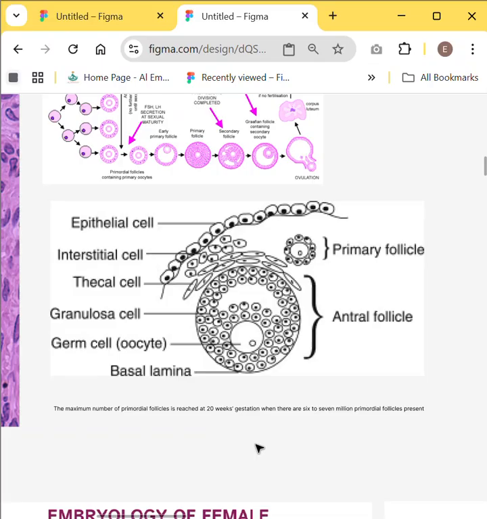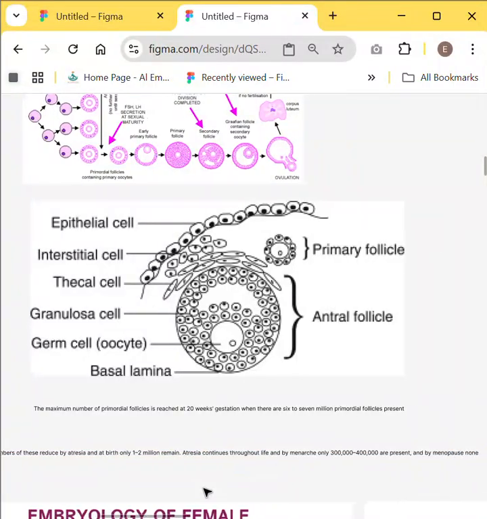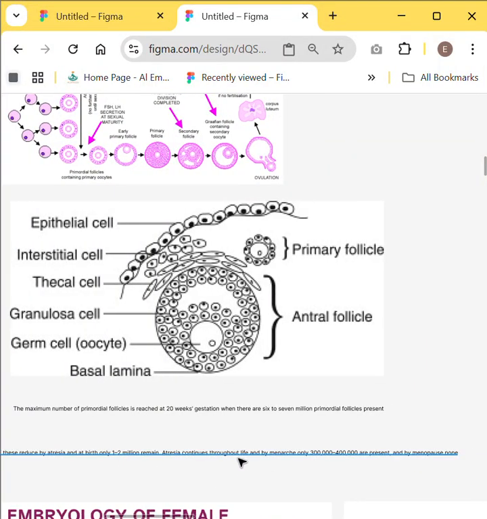Atresia continues throughout life, and by menarche only 300,000 to 400,000 are present, and by menopause none are present. Okay, so these numbers continue to reduce through atresia, and I'm going to write this down here. This is also important. The numbers of these reduce by atresia, and at birth only 1 to 2 million remain. Atresia continues throughout life, and by menarche only 300,000 to 400,000 are present, and by menopause none are present.